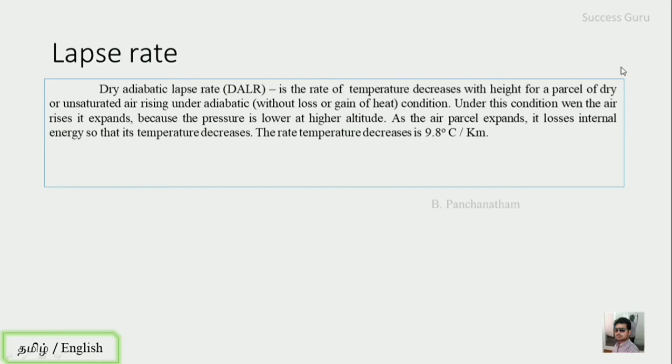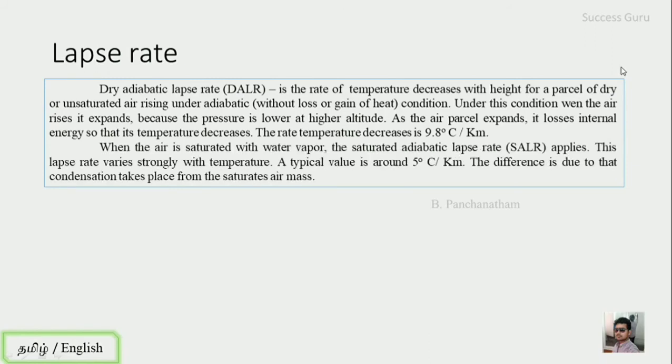Is that clear? So the second one is the SALR, that is, the saturated adiabatic Lapse rate, and that is actually strongly variable with the temperature.